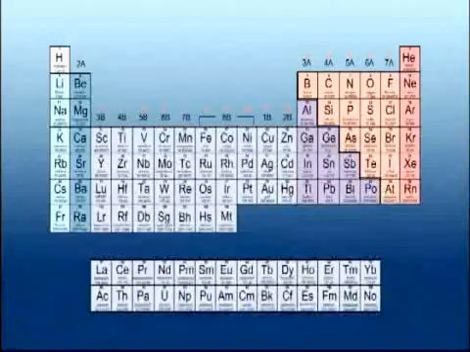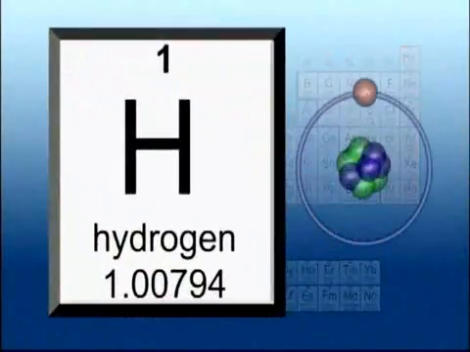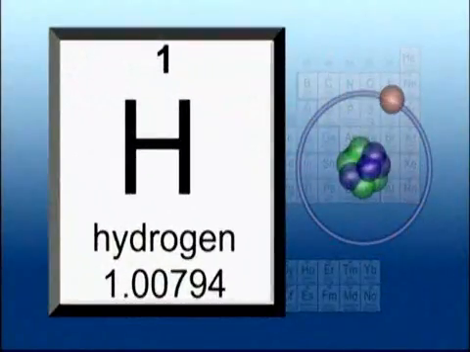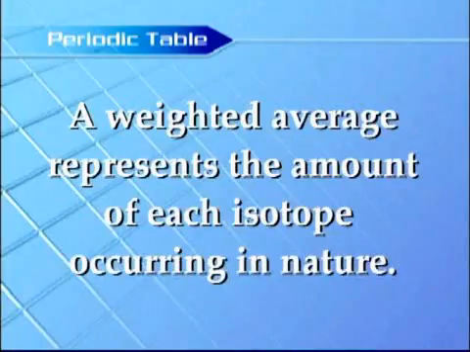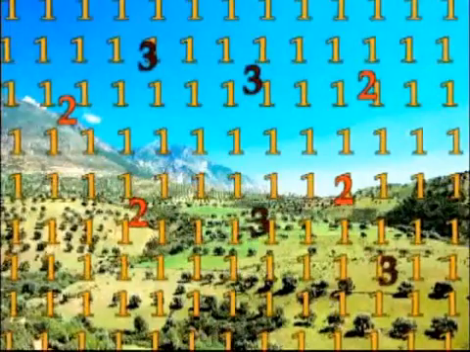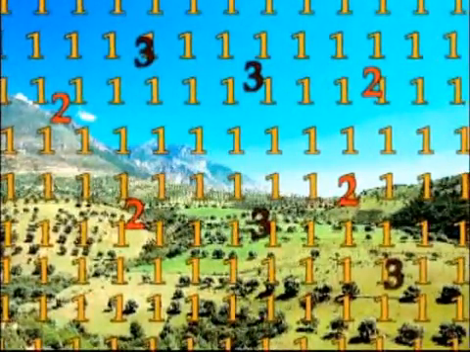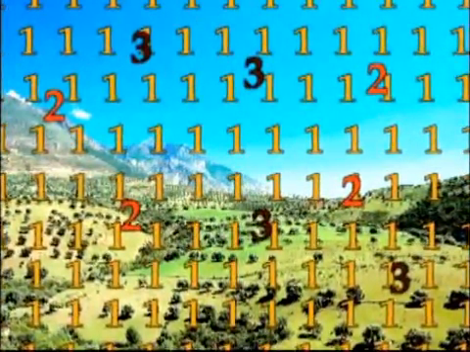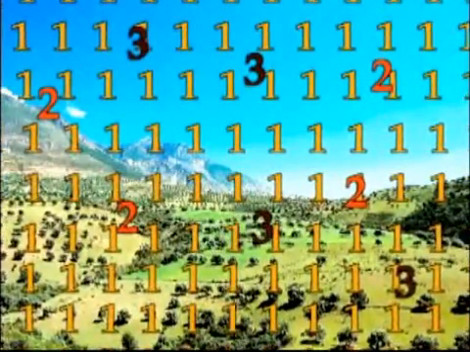Let's see. Hydrogen has an atomic mass of 1.0079. That's because the atomic mass is a weighted average. A weighted average represents the amount of each isotope occurring in nature. 1.0079 is just a tad over 1. So that tells us most of the hydrogen that exists is protium, with a very little bit of the heavier deuterium and tritium. So the atomic number of each element determines whether an element lies on the periodic table, and the atomic mass follows suit.